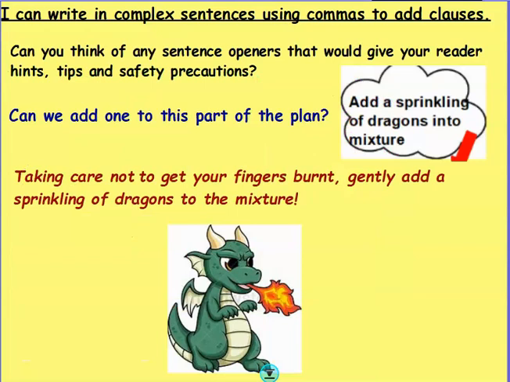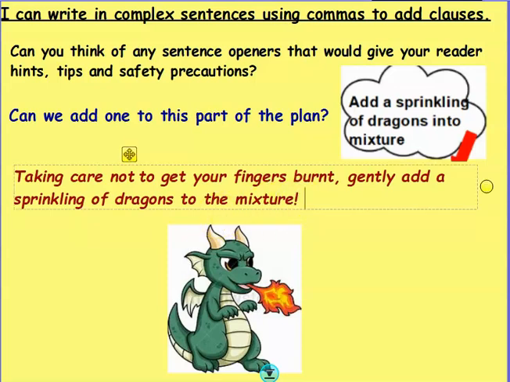Now, yesterday we were adding a whole variety of sentence openers. We looked at time conjunctions, we looked at adverbs, and we looked at ing openings. Can you think of any sentence openers that would give your reader some hints, tips, and safety precautions? One of my instructions was to add a sprinkling of dragons into the mixture. Now that sounds quite dangerous, so you might want to add a little bit of a warning beforehand. What about taking care not to get your fingers burnt? Gently add a sprinkling of dragons to the mixture. And then I could add a little bit of extra information on here.